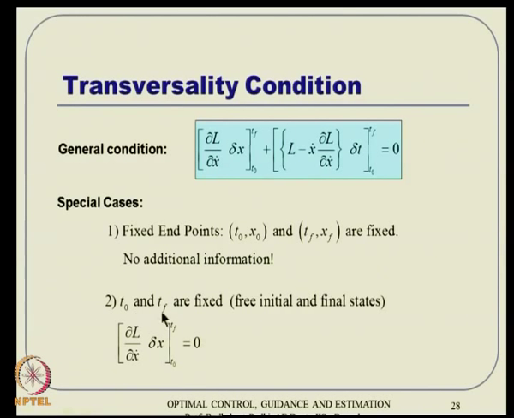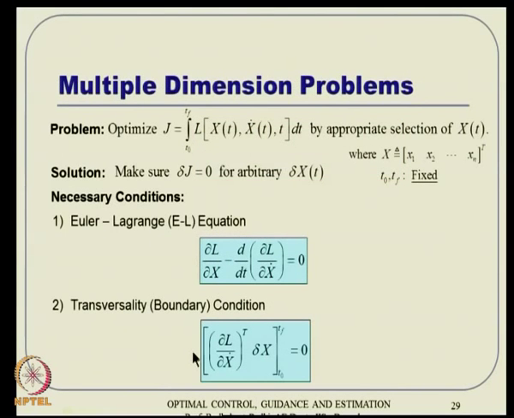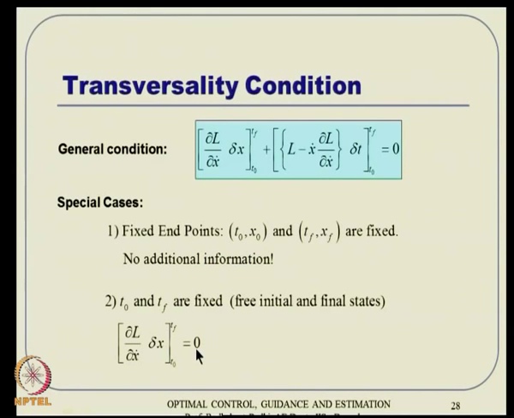However, if t naught and t f are fixed, but x naught and x f are free, then you have to use this condition. And again, depending on whatever constraints we have, whatever is free, the coefficient has to be 0. So there we will get another boundary condition that way.